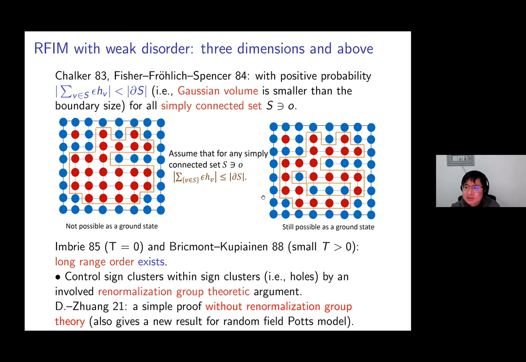I will tell you a bit more in detail about this. In the recent work with Zijie Zhuang, we found a simple proof without using renormalization group theory for the existence of long range order in three dimensions and higher. Also, since our proof is not only simpler but also robust, it also gives long-range order for the random field Potts model, which is new. Potts is an extension of Ising where instead of two spins, you can have, say, three spins on each vertex.